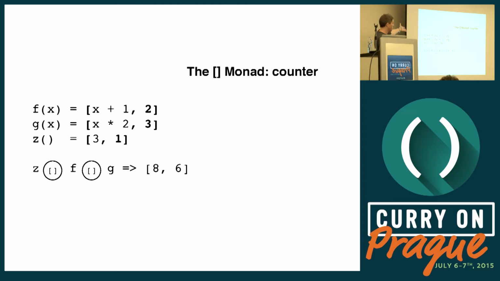They're pure functions. They're monadic functions, right? They return monadic values. And we chain them with composers. And I claim that the answer is 8 and 6. We'll see why. So we start with z. It doesn't take any arguments. And returns 3 and 1.